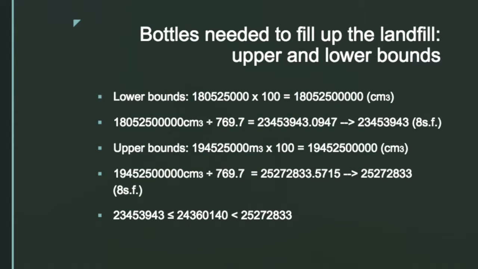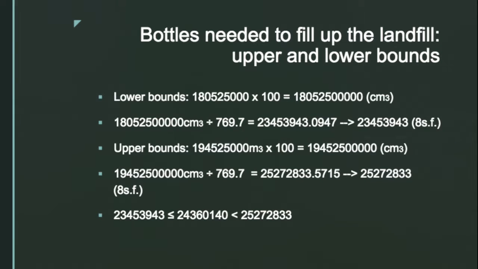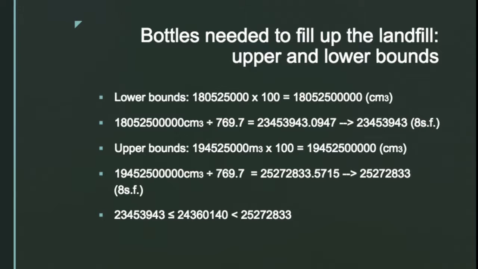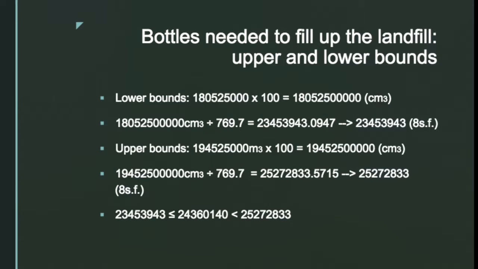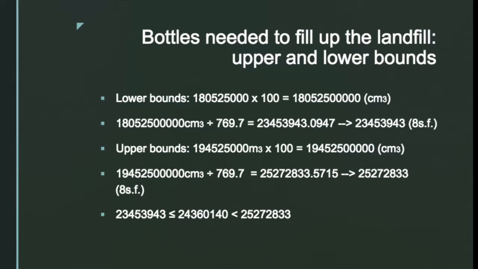Now we have to do the upper and lower bounds. For the lower bounds, we take 180,525,000 and multiply it by 100. We then get 18,052,500,000 centimeters cubed. We divide that by 769.7, which would give us 23,453,943.0947. We then convert that into 8 significant figures, which would give us 23,453,943.